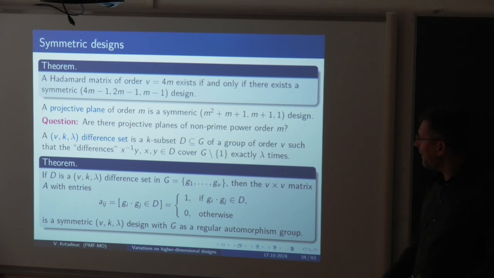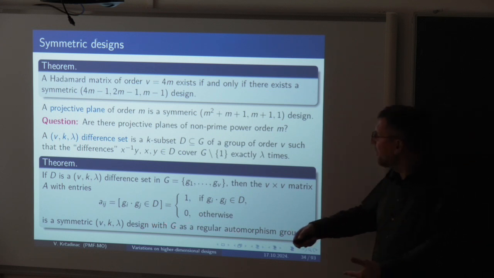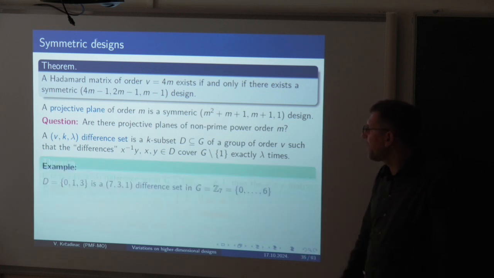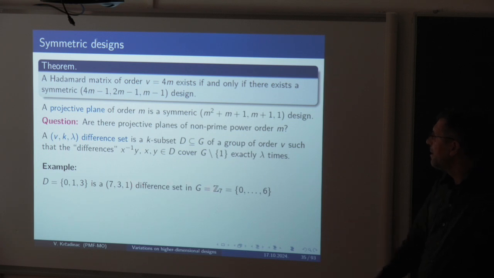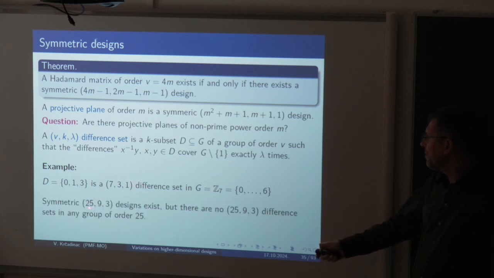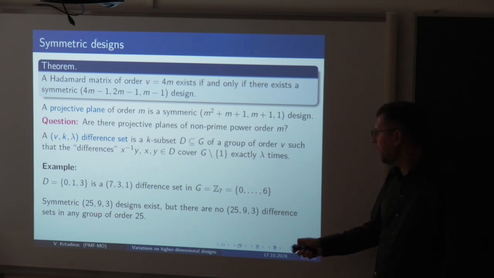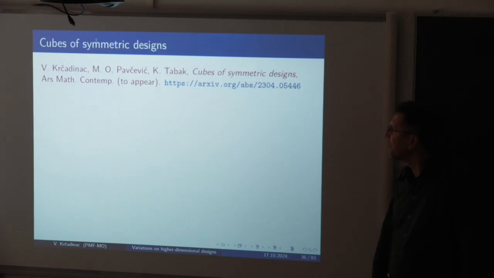And of course, this has some additional property. It has G as a regular automorphism group. So you're not going to be able to construct every symmetric design in this way. For example, the (7, 3, 1), of course you can, but for parameters (25, 9, 3), these designs are known to exist, but there are no (25, 9, 3) difference sets in any group. So this is kind of a restriction, but it's still a good, easy way to get symmetric designs.